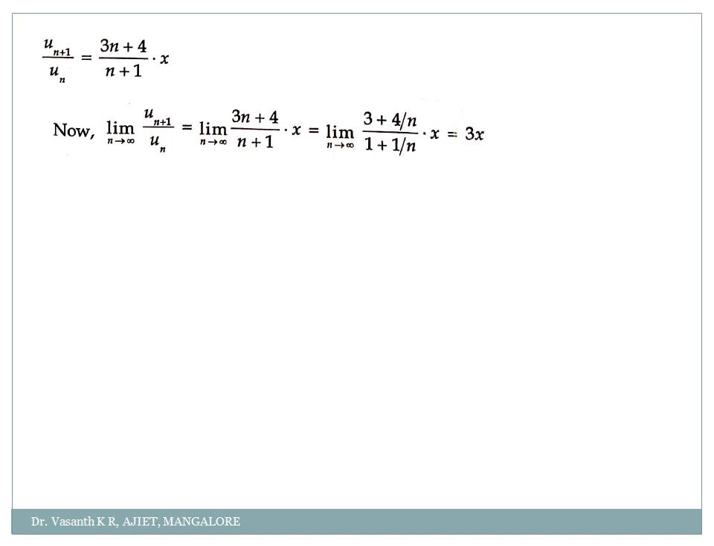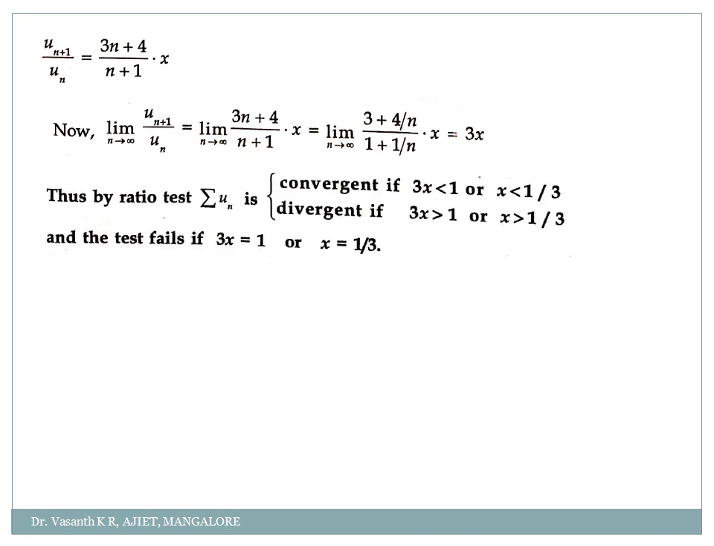Correct? So what will happen? 3x, again x is there. I don't know what is that x, whether it is less than 1, whether it is greater than 1 or whether it is equal to 1, you don't worry. So you simply write all the three possibilities. So the test is convergent if that 3x is less than 1. The test is divergent if that 3x is greater than 1, and test fails if that 3x is equal to 1. That's it. Okay. So go through the problems carefully.